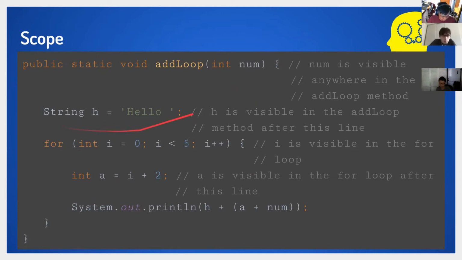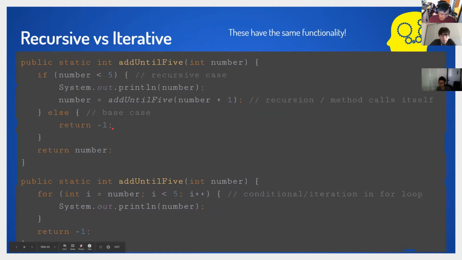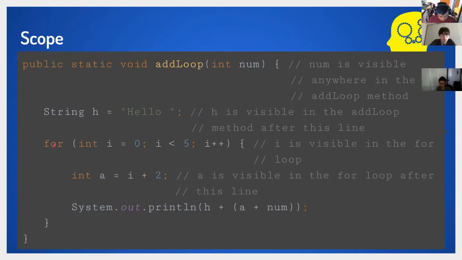Here we have another variable, string h is equal to hello. This is initialized and declared inside the block of add loop, so it belongs to the scope of add loop. Now we've got a for statement: integer i is equal to 0, i is less than 5. Integer i is outside of the for loop's block, so it actually belongs to the method's scope. If I had another system.out.println after this, I could print i and I wouldn't have any errors. But we have another integer a, which is visible in the for loop after this line, so we can say system.out.println h plus a plus num.